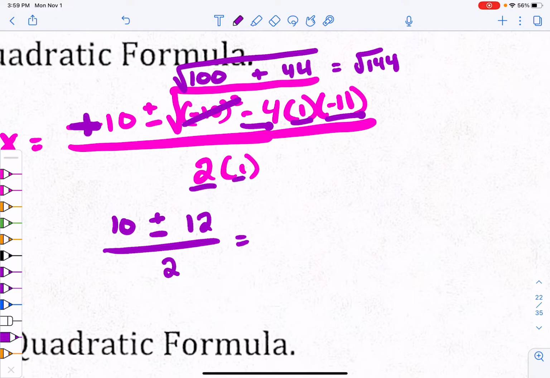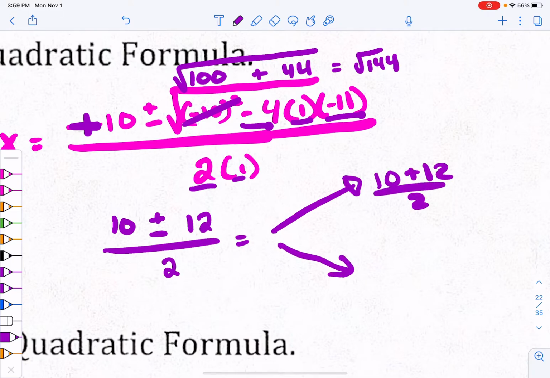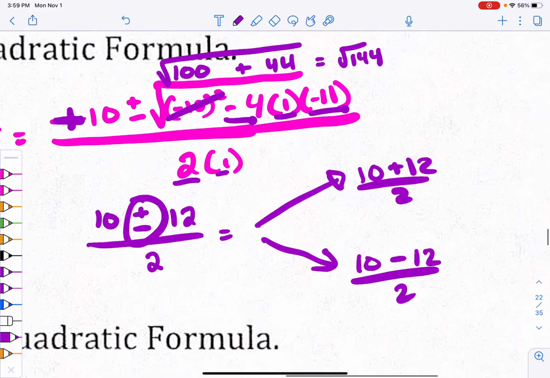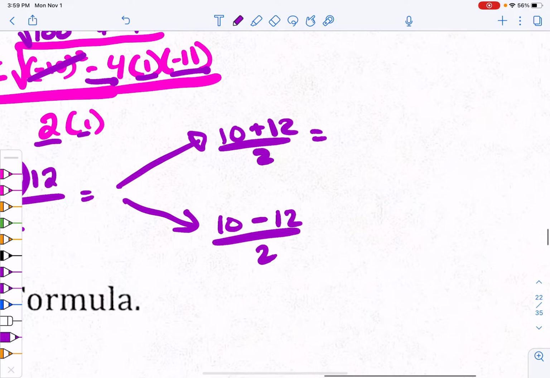Okay, there we go. So now I actually have two answers. I have 10 plus 12 divided by 2, and I have 10 minus 12 divided by 2. That's what the plus and minus does right here. Okay, so 10 plus 12 is 22 divided by 2. That's going to be 11.